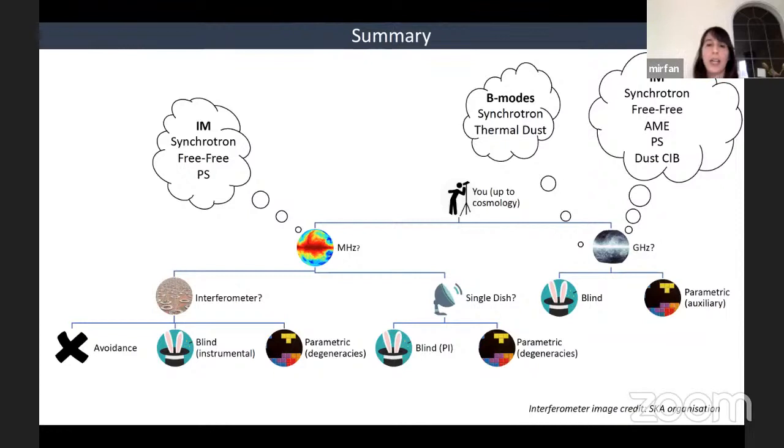Or are you like, no, I know what's going on. I'd be interested in doing some ISM. I'd like to get the astrophysics out as well. If you would like to try parametric methods, do you have the range of frequencies available to you? Do you have enough information? If you don't have enough information, are there auxiliary maps available to you? Are there other surveys available to you?